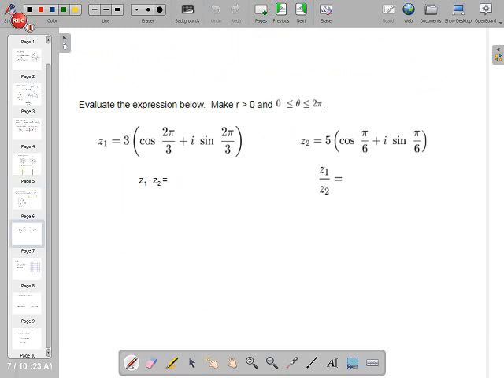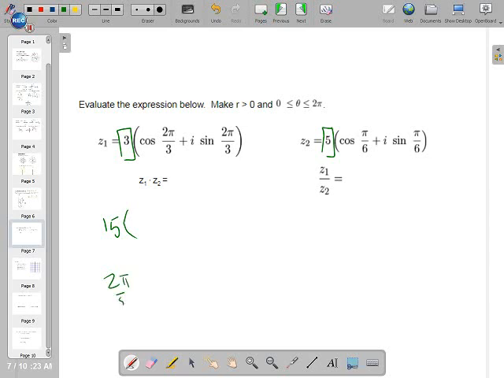What if I give you two complex numbers in polar form, and I ask you to find their product or their quotient? Well, to find their product, you might remember that you multiply the radii, so the new radius will be 15, and you add the angles. When you multiply the radii, you add the angles.